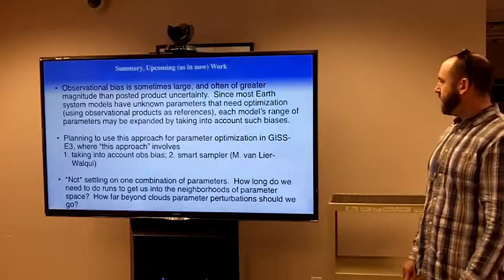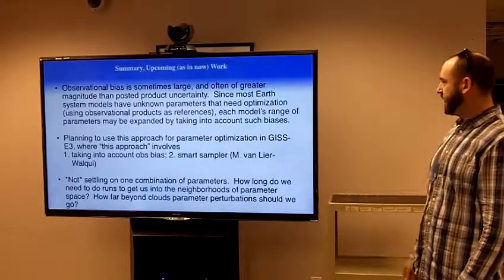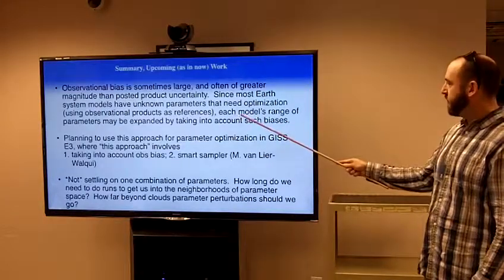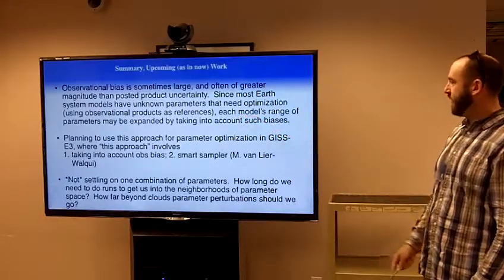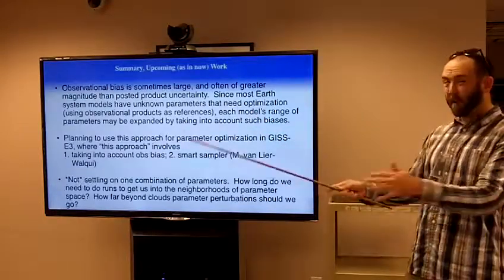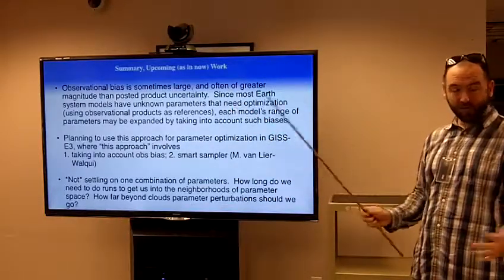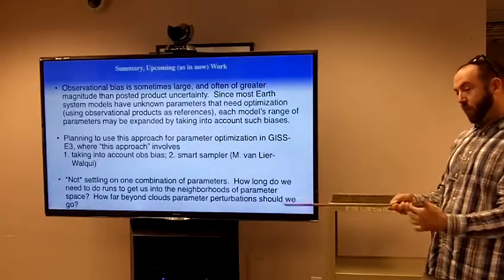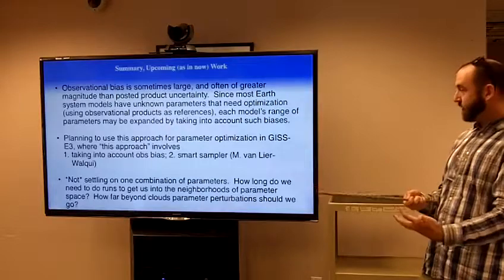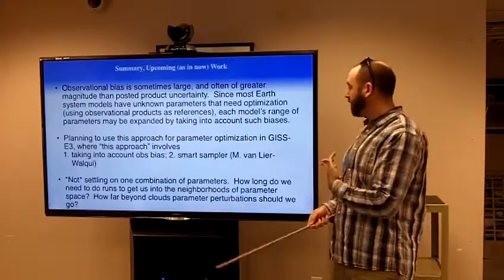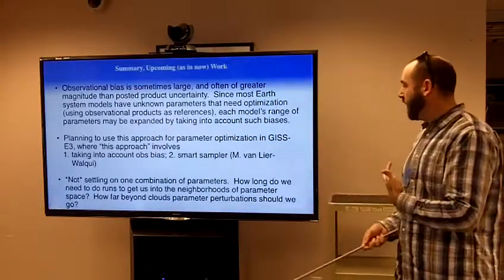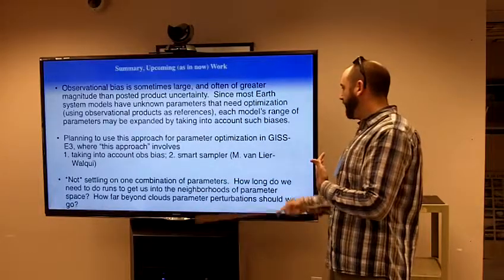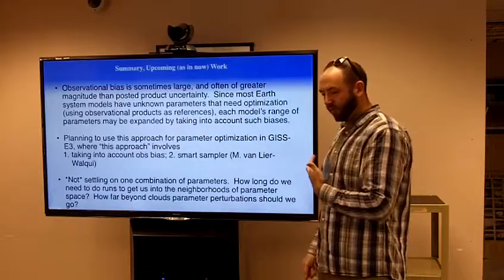Every model has some unknown number of parameters that need optimization, and what we have found using a version of E2.1 is that our model's range of parameters is expanded. The multidimensional space of plausible combinations of what we can use is expanded if we take these biases into account. We're planning to use this approach for E3, with a smart sampler being developed by Marcus.